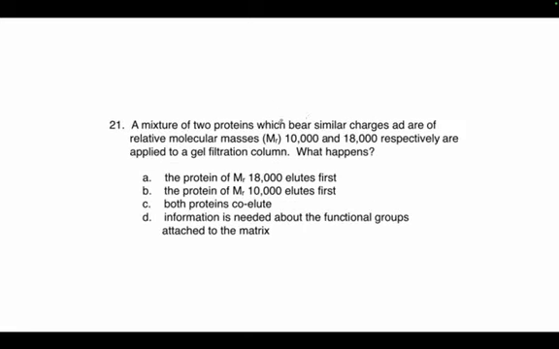A mixture of two proteins which bear similar charges and relative molecular masses 10,000 and 18,000 are respectively applied to a gel filtration column. What will happen? So as we know, in a gel filtration column, proteins will elute in decreasing order of their molecular mass. So first this 18,000 Dalton protein is going to elute, followed by this 10,000 Dalton protein. So protein of MR 18,000 will elute first. Since this is a gel filtration column, there are no functional groups attached to the matrix, right? We're just separating on the basis of size.